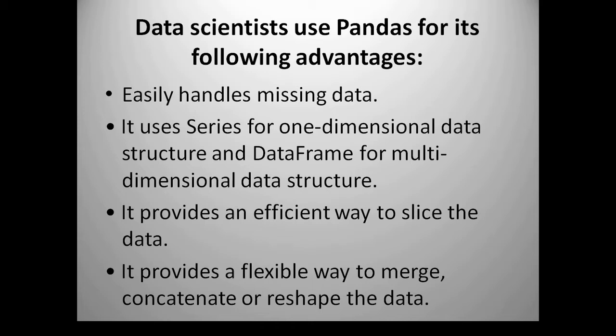First one is it easily handles the missing data. That means if there is some data which is missing, Pandas will handle it in a much easier way. It uses Series for one-dimensional data structure and DataFrame for multi-dimensional data structure. So these are the data structures you can use. Series you can use for one-dimensional data, whereas DataFrame you can use for multi-dimensional data. It provides an efficient way to slice the data, and it provides a flexible way to merge, concatenate or reshape the data. That's why data scientists use Pandas.